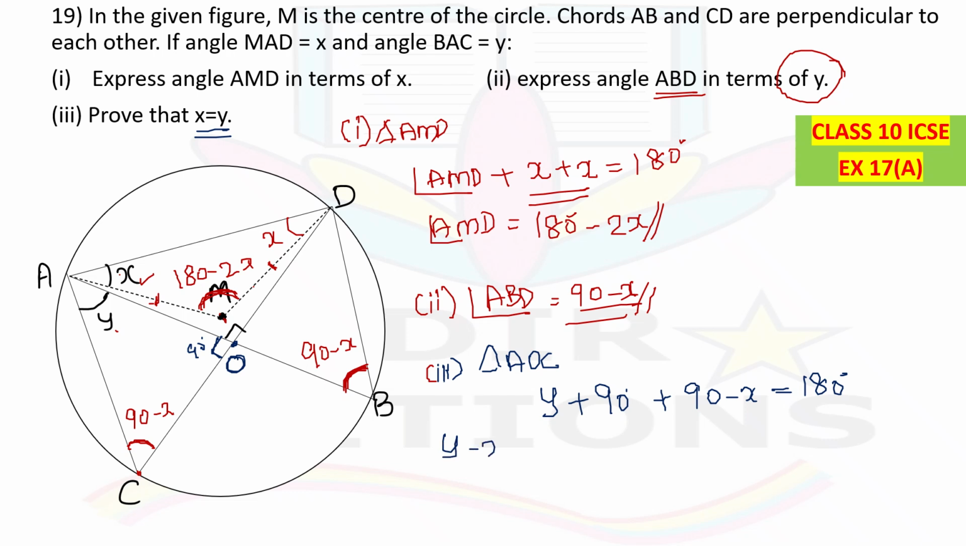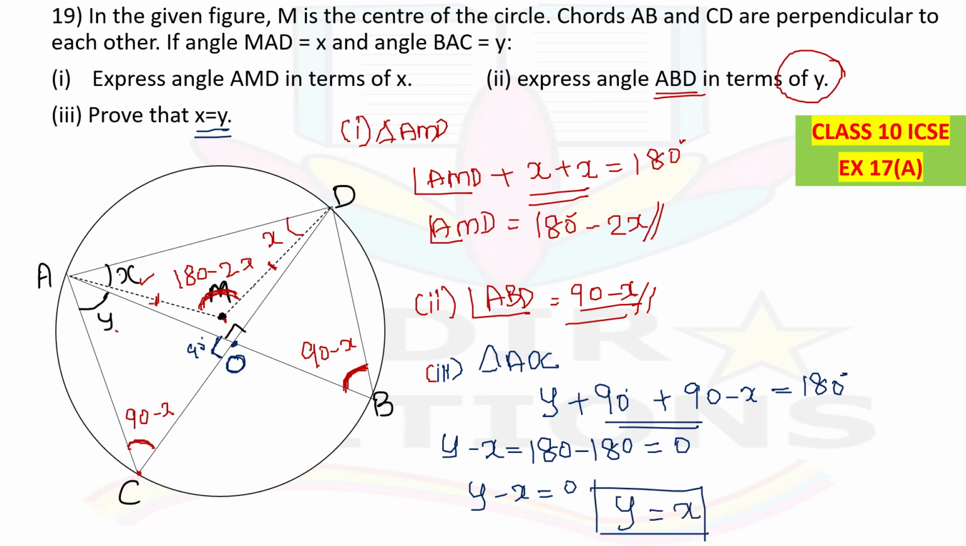So now y minus x and these two 90s, if you add, you will get 180, and moving that to the other side it will become minus 180, which is equal to 0. So we got y minus x equal to 0. It means y equals x. Yes, so we have proved that both are equal to each other, which is asked in our third subdivision.